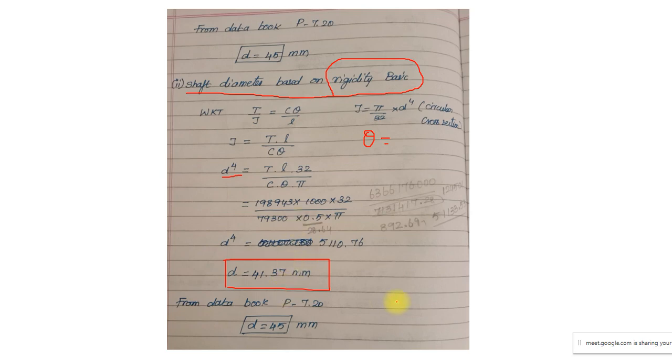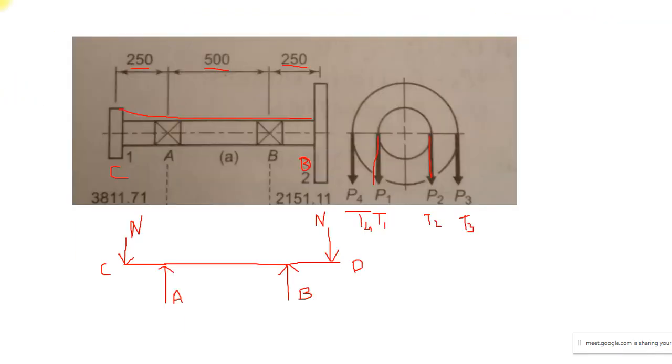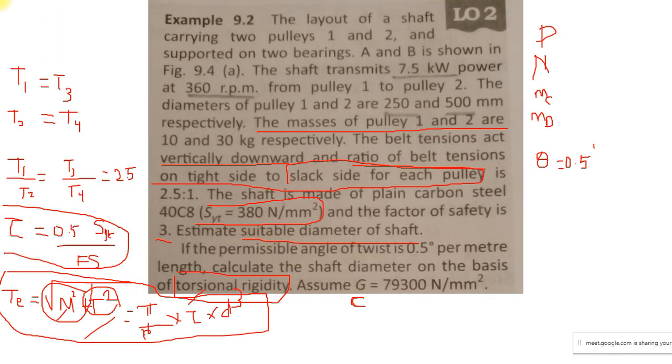Now, do you have any doubt on this particular topic, sir? It is very simple. The only difference is we need one extra formula, T by J is equal to C theta by L. If you have any doubt, you can ask me now.